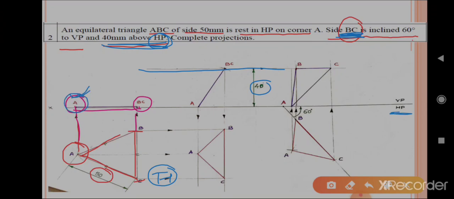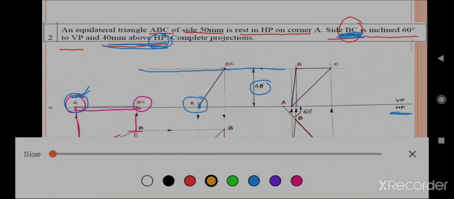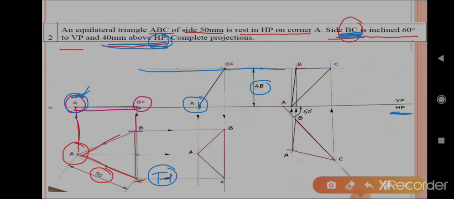So point A, we can mark the point A here and take the distance in the compass, that is A to BC, and mark the point BC. We get the BC point on the 40 mm above. So that condition is satisfied, 40 mm above. Then connect A to BC. So A is resting on HP with BC point 40 mm away from the HP.